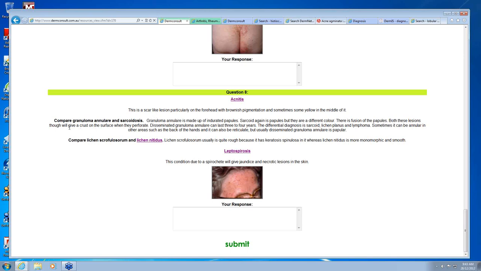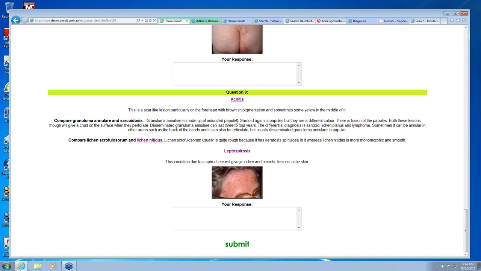What have we got to finish up with? Compare granuloma annulare and sarcoidosis. Well, GA is more likely to be at sites of trauma, so back of the hands, knees, elbows, dorsum of the feet. They're both obviously dermal processes. There's no epidermal component. Colors can vary. GA can be skin colored all the way through to a purple sort of color. And sarcoid's always your differential diagnosis of it.